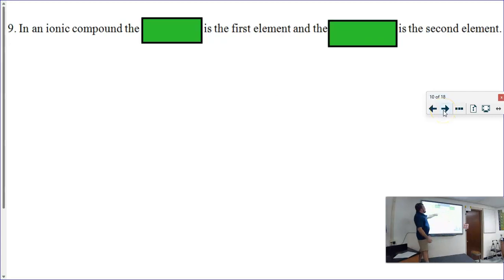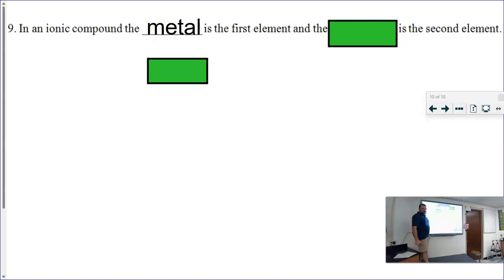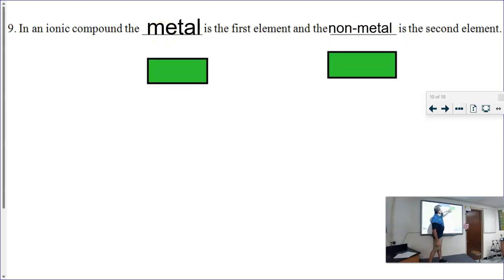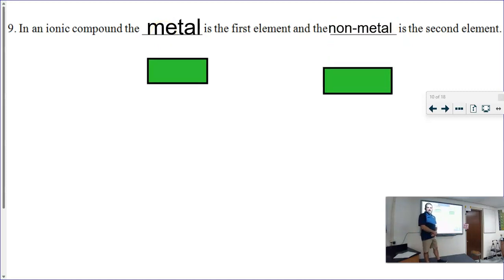In an ionic compound, the metal is going to be our first element, and our nonmetal is going to be the second element. So the cation is always going to be written first, positive chunk, followed by the negative chunk to make our compound.